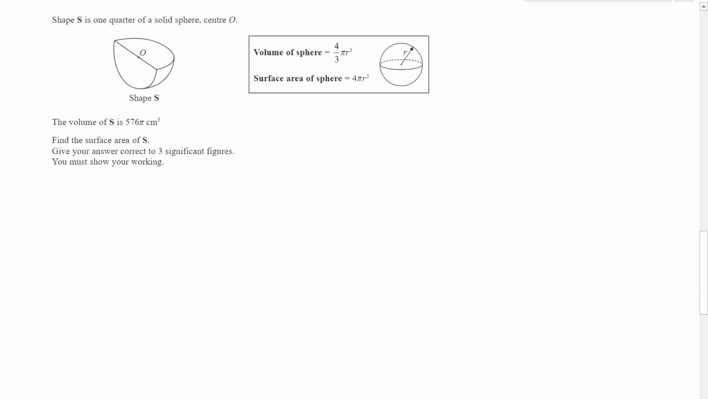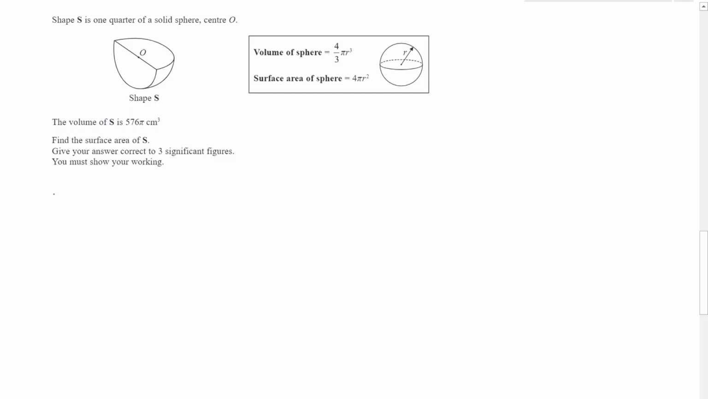Finally, or not finally, but next along, we have shape S is 1/4 of a solid sphere about the center O. So the volume of S is 576 pi centimeters cubed. So we're going to have to employ the knowledge we have about volumes here as well. And they want us to find the surface area of S. So the reason they've given the volume is because they want us to first find the radius of this sphere.